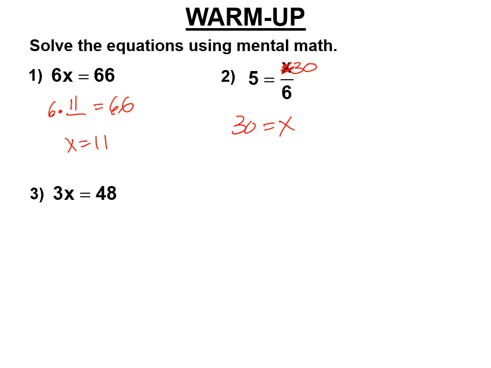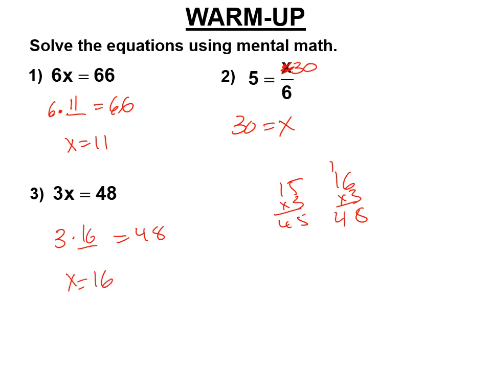This one, though, 3 times what makes 48? Well, 15 times 3 makes 45. So let's try 16 times 3. Yeah, that's the one that makes 48. And so x equals 16.